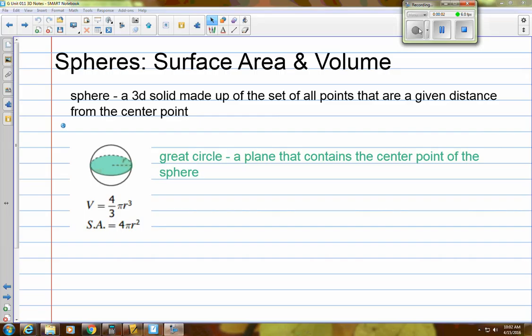And tonight we start talking about spheres. Spheres are balls. They're 3D solids made up of the set of all points that are at a given distance from the center point. So it's a three-dimensional circle.